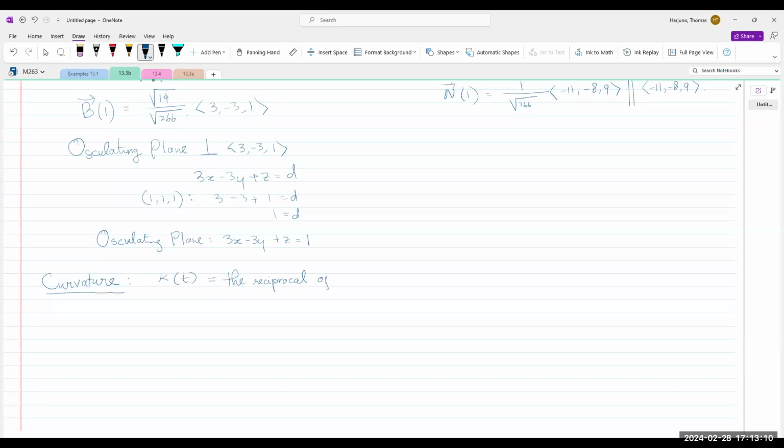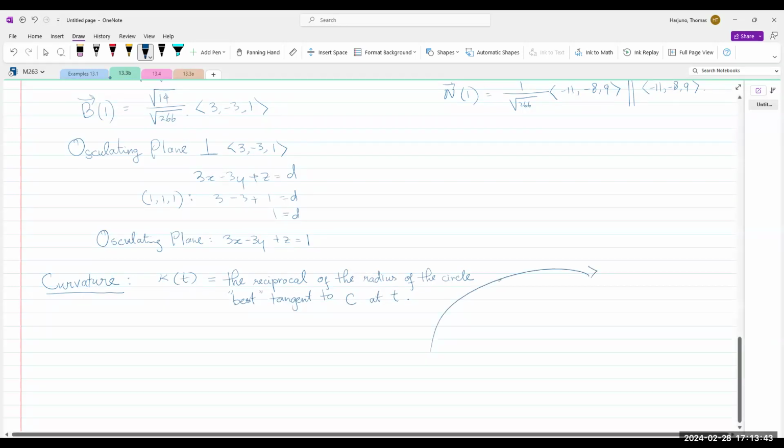Now you can see this geometrically as the reciprocal of the radius of the circle best tangent to a curve C at time t. So imagine you have a curve like that. At this point here, can you imagine what is the radius of the circle that fits best?